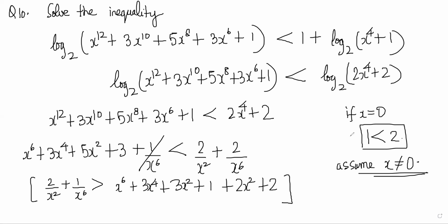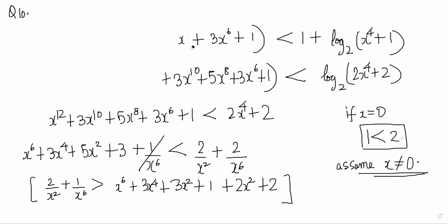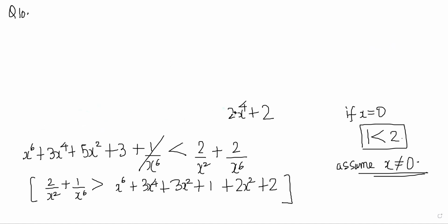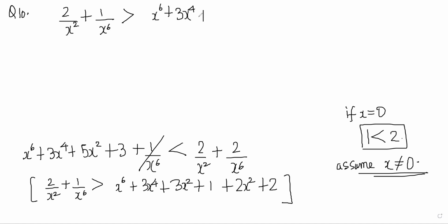I have also realized that x is equal to 0 solves the inequality. It is a solution. Now I'll simplify this a little more. So I'm just rubbing off this part here on top for some space, and let's work it out. So we have here 2 by x square plus 1 by x power 6 is greater than x power 6 plus 3x power 4 plus 3x square plus 1 plus 2 times x square plus 1.